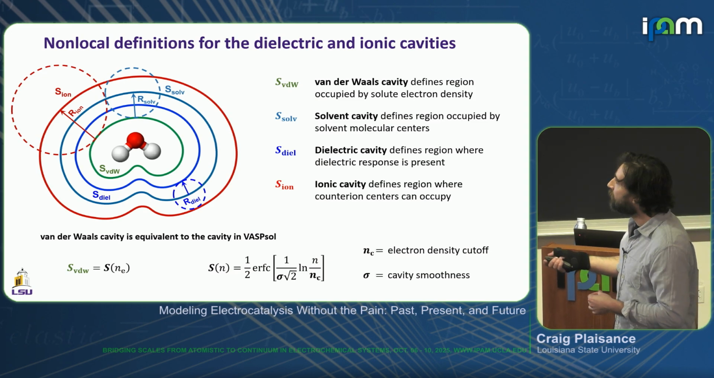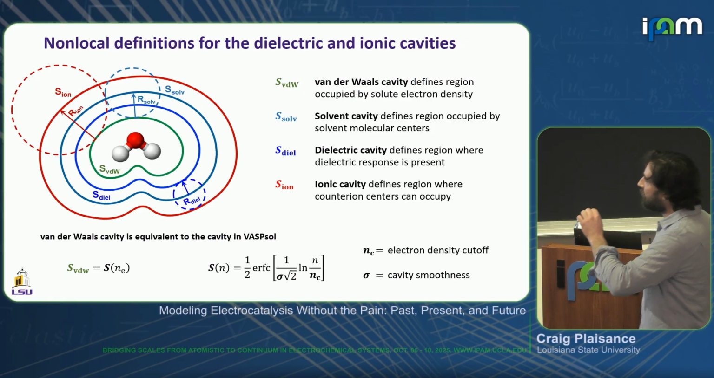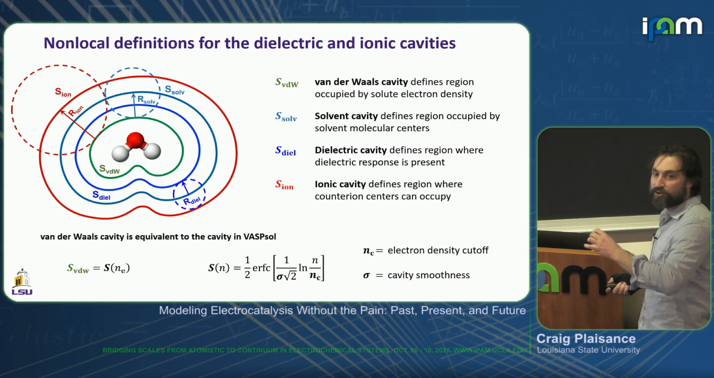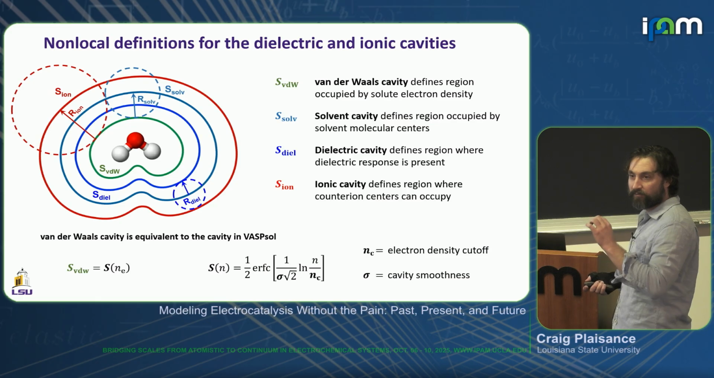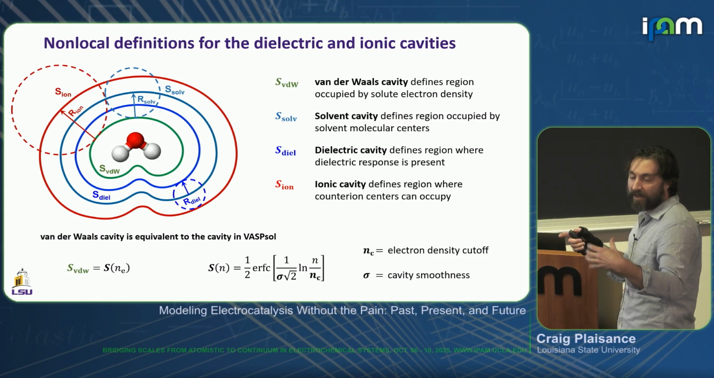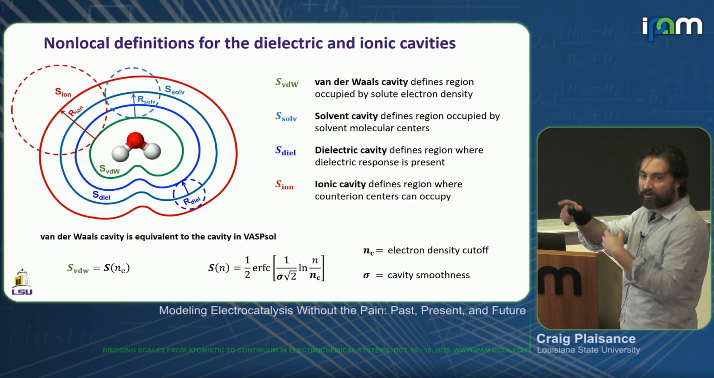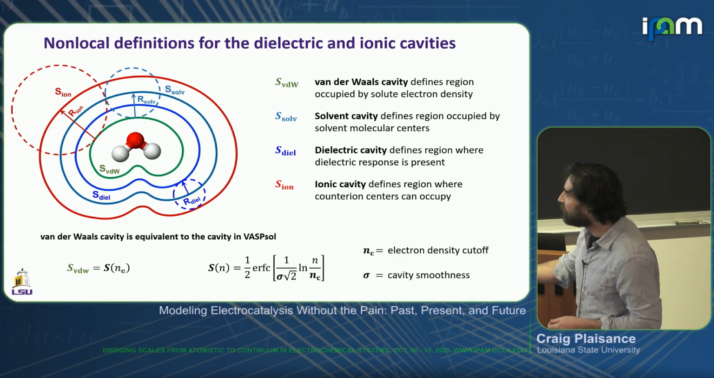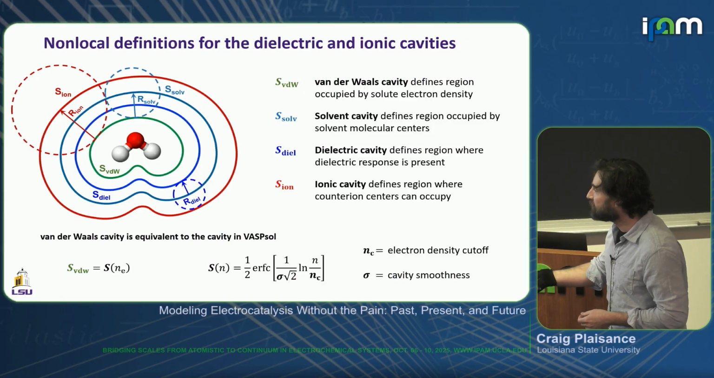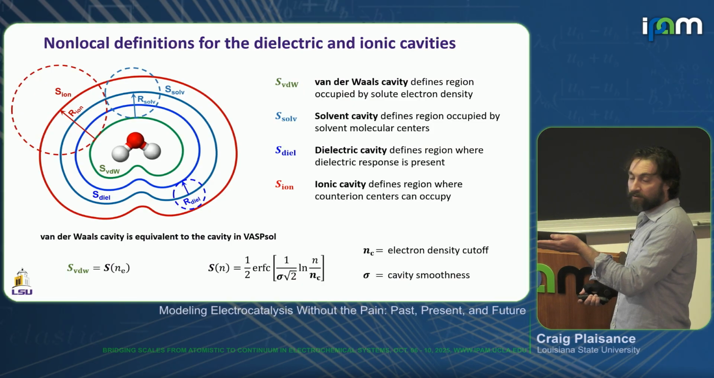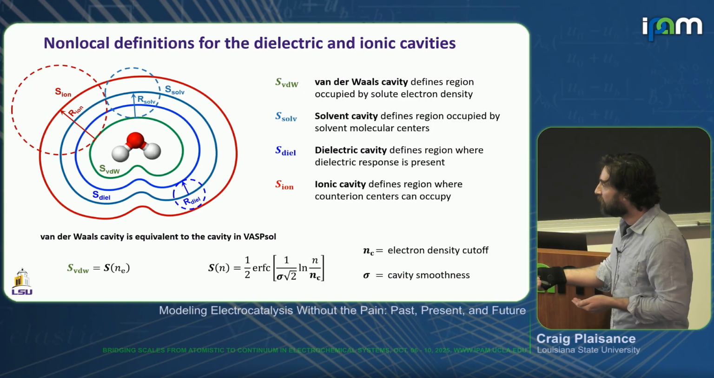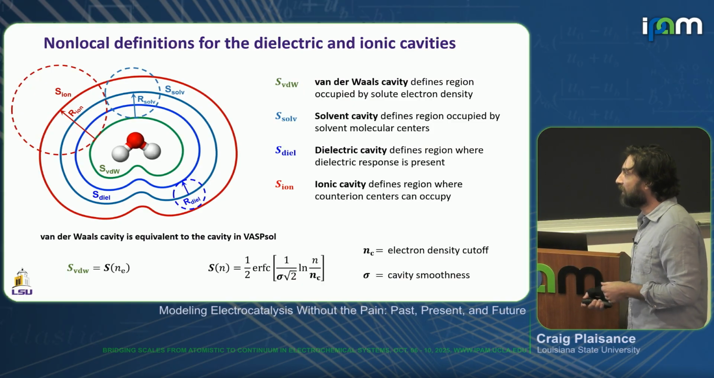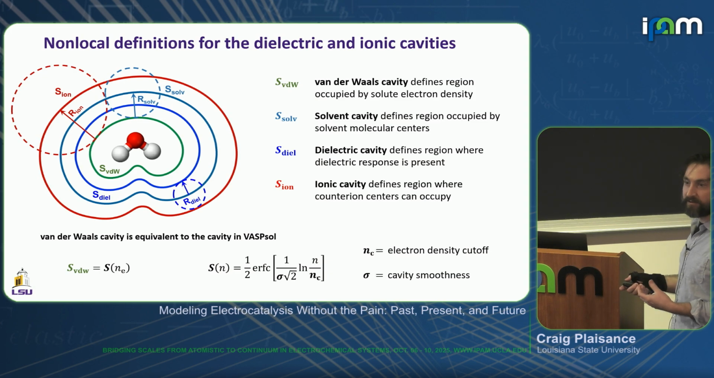But the problem is that ends up pushing things out too far, especially for the water, because water is not a point particle. So the bound charge is not localized at the center. It extends out a distance. We call that the dielectric radius. So once we have this solvent cavity, we push it back in a distance equal to the dielectric radius to get this dielectric cavity. And the dielectric cavity tells us where we get the dielectric response of the solvent.